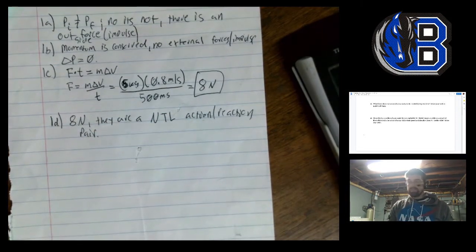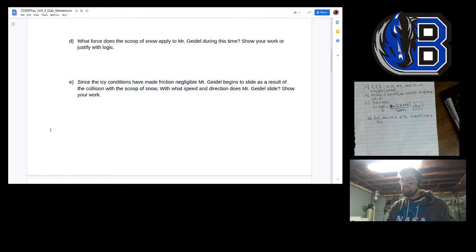Okay. 1E. Since the icy conditions made friction negligible, Geidel begins to slide as a result of the collision with the scoop of snow. And even in that question, if you didn't know to invoke momentum at this point, hopefully you did as I suggested and read through the quiz before starting. You see this wording here, and it's a hint. It's telling you to treat this like a collision, which momentum is the tool we use to do collisions and explosions. So as a result of this collision with the scoop, what speed and direction does Mr. Geidel slide? Okay, show your work.